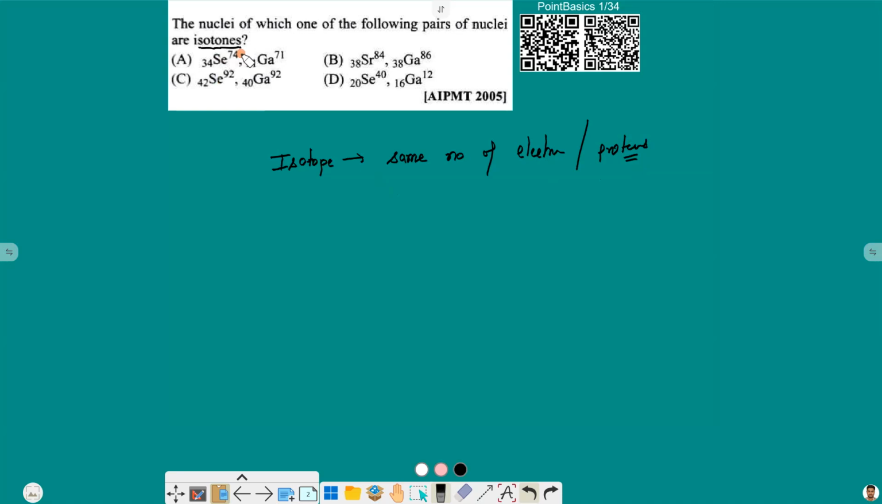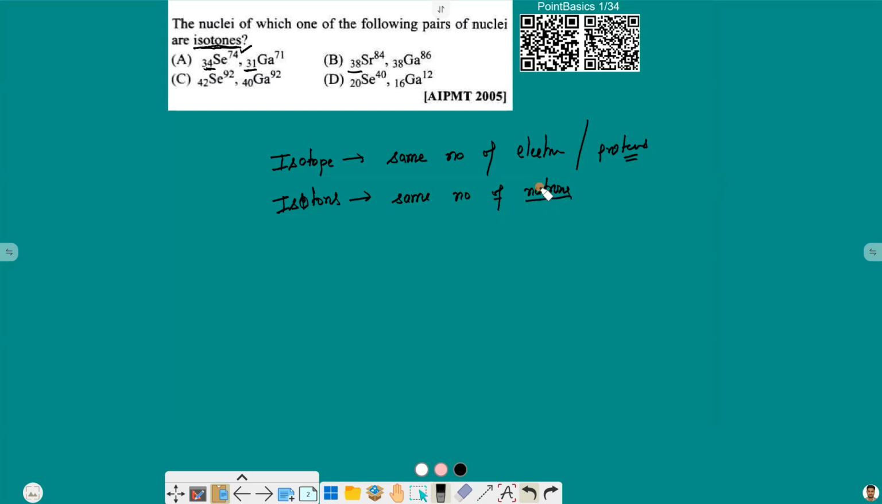Now here 74 is the mass number, 34 is the atomic number. So for options A and B, the atomic number is not the same. Oh, sorry, we have to find out isotones. So isotope we discussed. What is isotones? Isotones are the elements where we have the same number of neutrons.